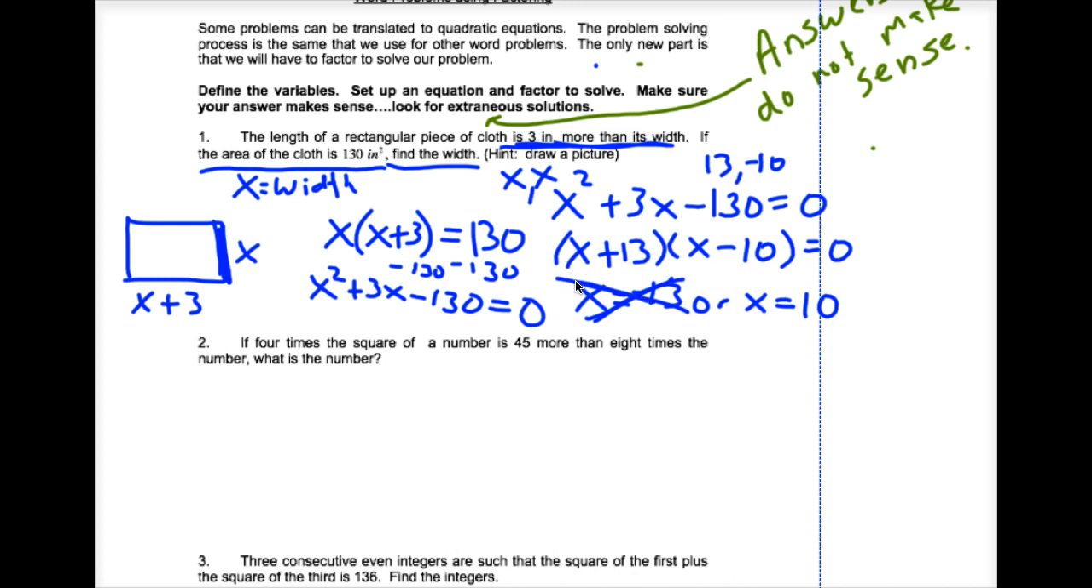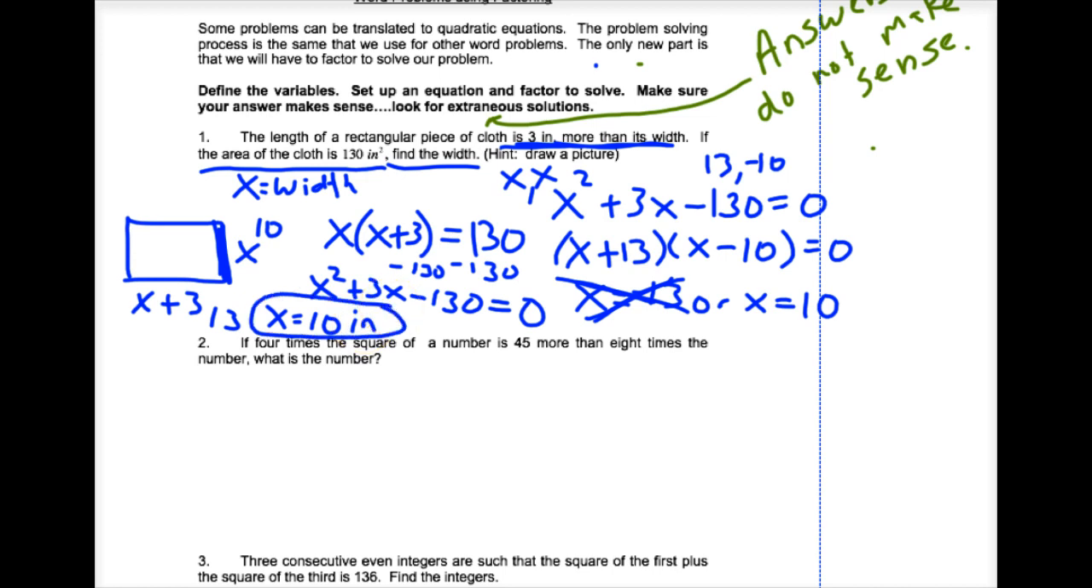So we think x is 10. Watch what happens here. If x is 10, what's x plus 3? 13. What's the area of a 10 by 13 piece of cloth? 130. Is the length 3 more than the width? Yes, everything works out. So to find the width, you would say x equals 10 inches. We put width equals 10 inches.